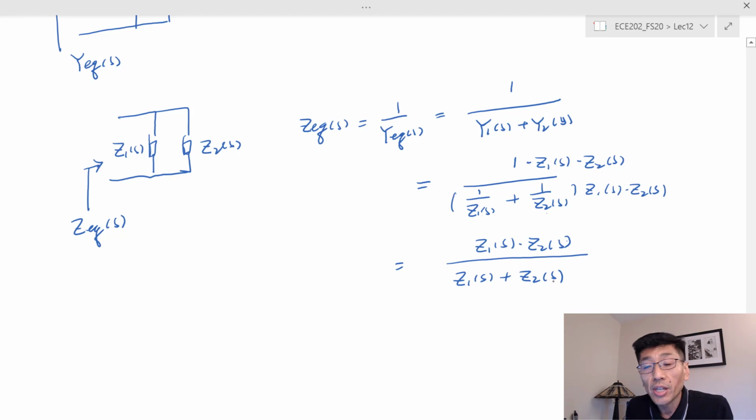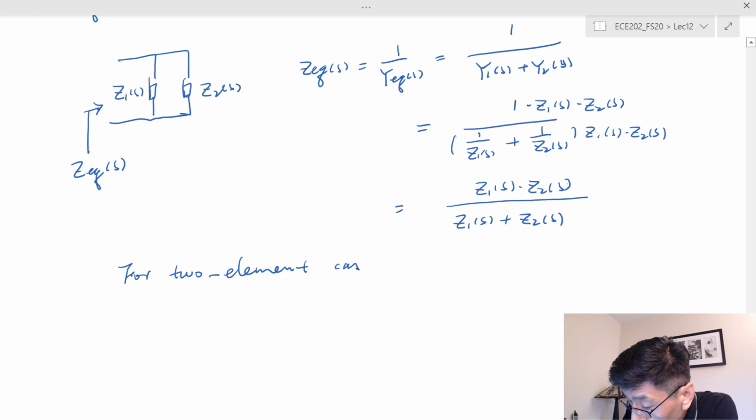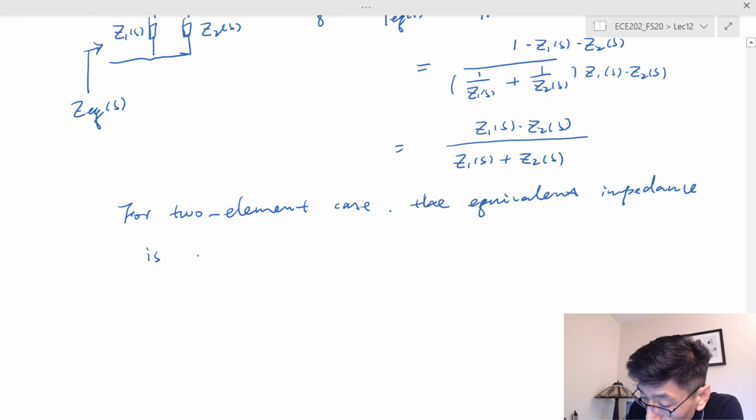So you get the sum over the product. For the two element case, the equivalent impedance is the product over the sum, the product over the sum.